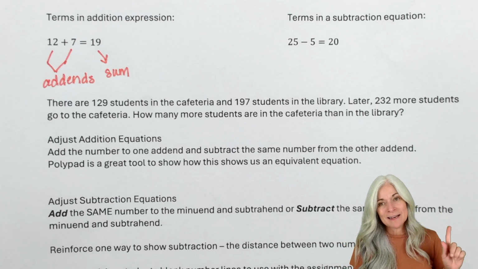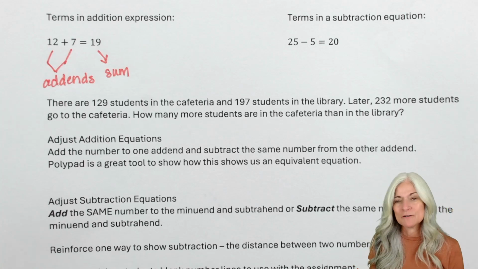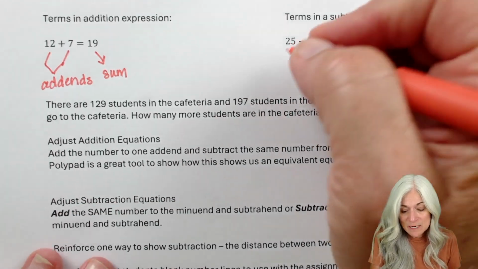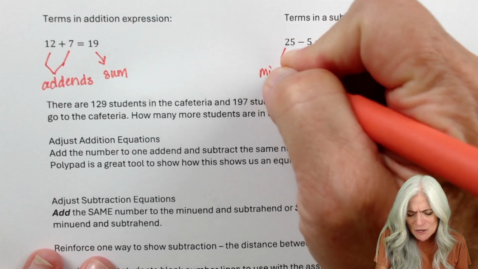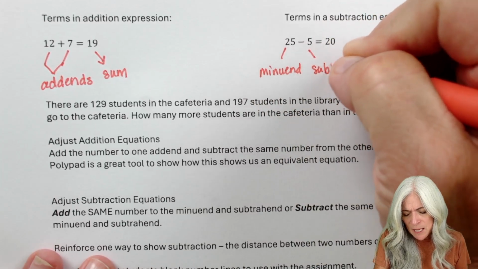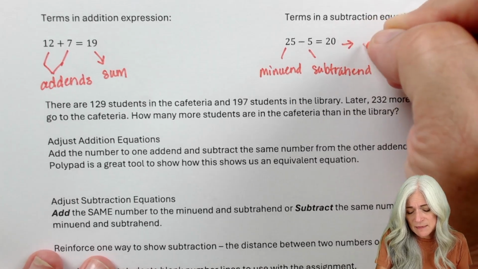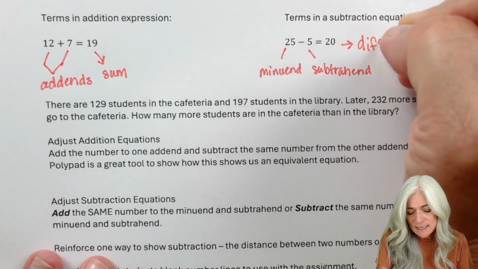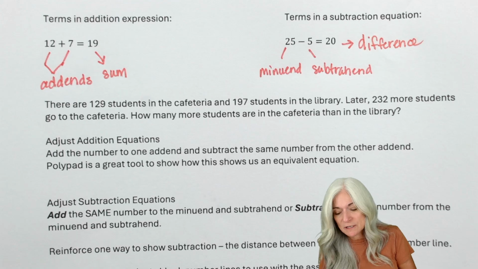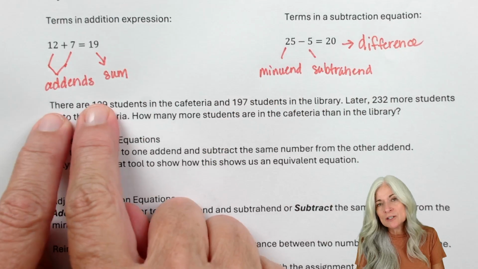Subtraction is different. Now, these are words we never are going to use with our students, just showing you that these are not add-ins. We call this the minuend, and this one the subtrahend. And then we call the 20 the difference. Again, definitely not showing those words to your students. Just saying this to point out that these are different types of terms than two add-ins.